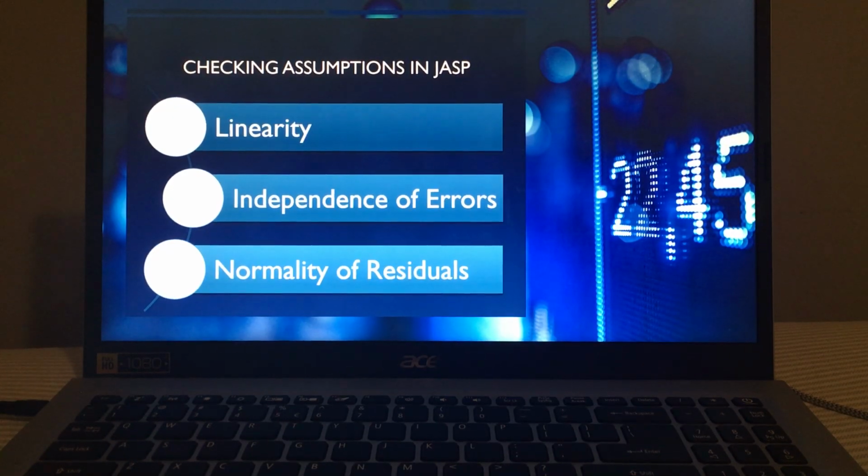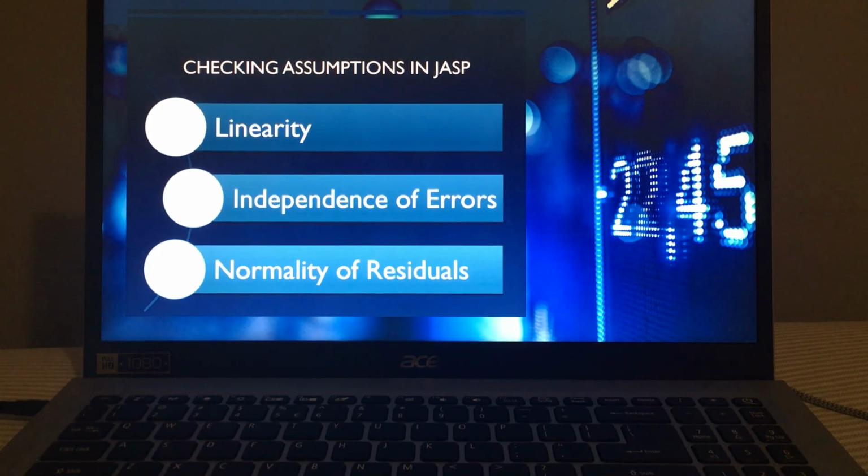If the relationship is not linear, then there are more advanced methods you could consider, but we're not going to get into that in this intro course. You can check this assumption by visually inspecting your scatter plot. So the line of best fit for your data points should be a straight line.